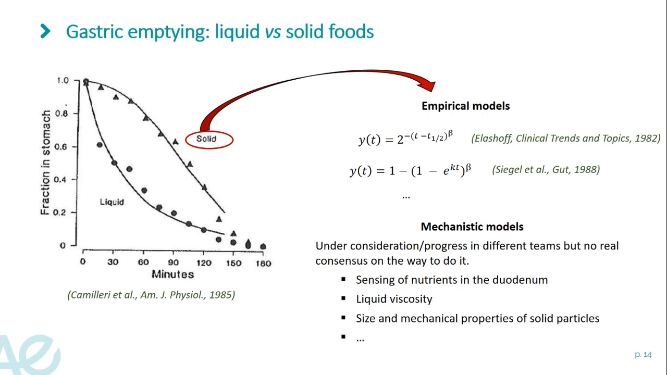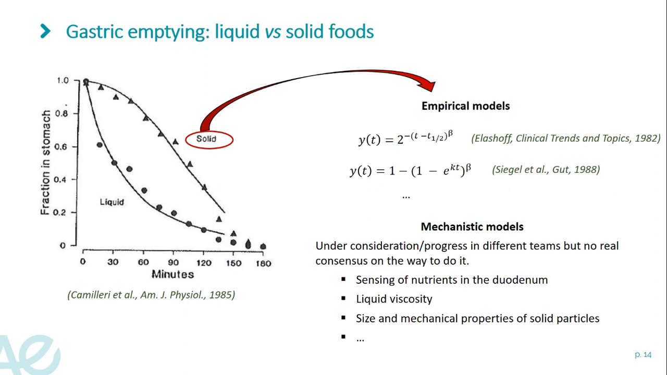They are under consideration or in progress in different teams, but there is no real consensus on the way to do it, because you have to account for the sensing of nutrients in the duodenum, the liquid viscosity, the size, mechanical properties, and also the buffering capacities of solid particles. And most of the time you have a mixture of liquids and solids. So it's really uneasy to model this.